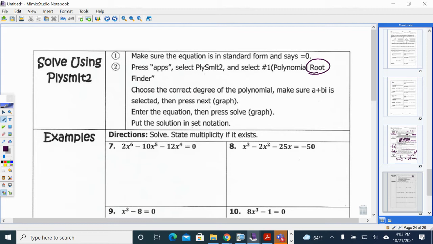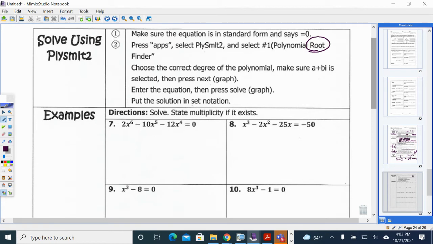You want to choose the correct degree of the polynomial. Make sure that a plus bi is selected, then press next, which is graph. Enter the equation and then press solve, again, graph, and then put the solutions in solution set. So number 7 is 2x to the 6th minus 10x to the 5th minus 12x to the 4th. And again, we're looking for 6 solutions.